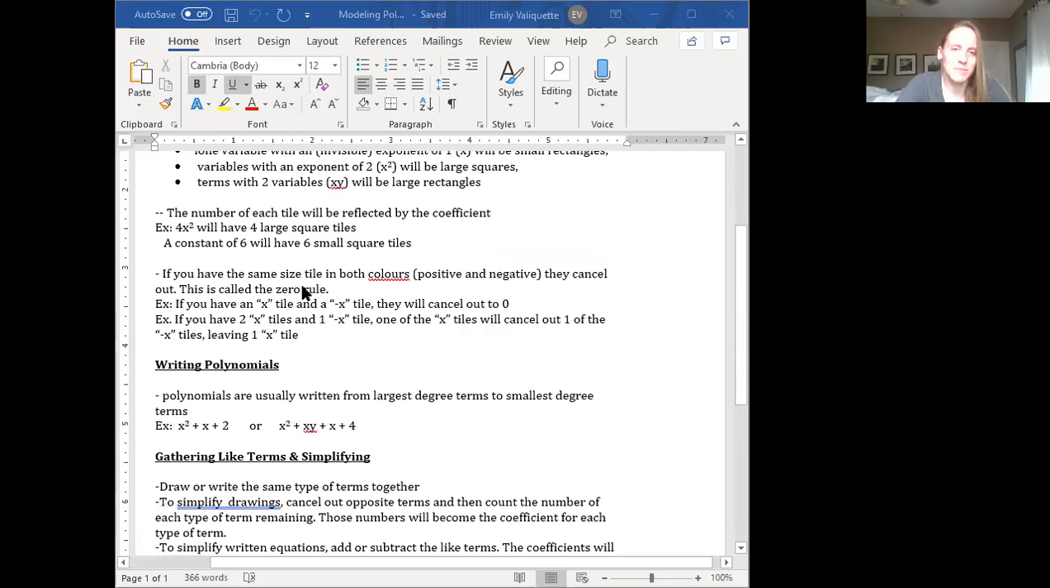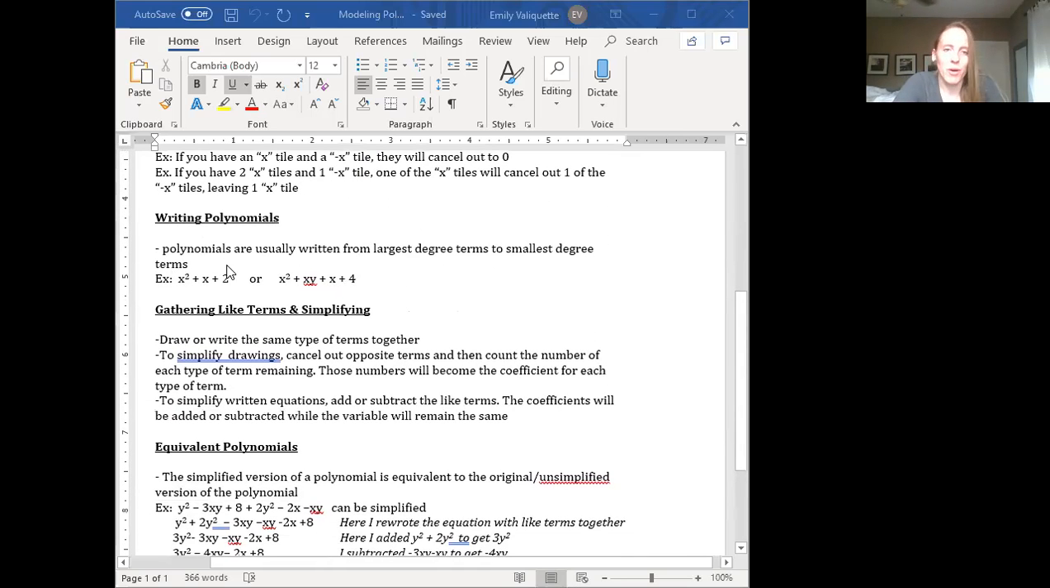If you have the same size tile for both colors, so both positive and negative, they will cancel each other out. That is called the 0 rule. So for example, if you have an x tile and a negative x tile, they will cancel out. If you have positive 3 little squares, so positive 3 constants, and negative 4 little squares, 3 of those will cancel out and you will be left with just negative 1.